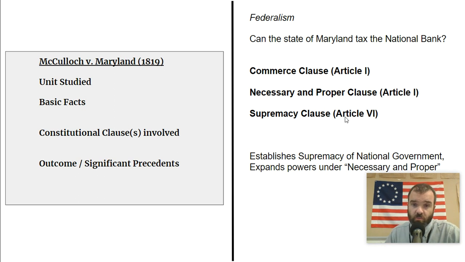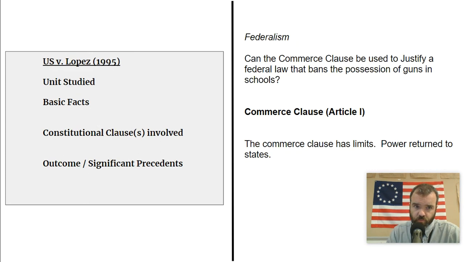So as its precedent, this dramatically establishes the supremacy of the national government and expands the scope and power of the Necessary and Proper Clause and the Commerce Clause, which will be used over and over again in the nation's history to expand the power of the federal government and justify federal action. So McCulloch versus Maryland is really a landmark case for those reasons.